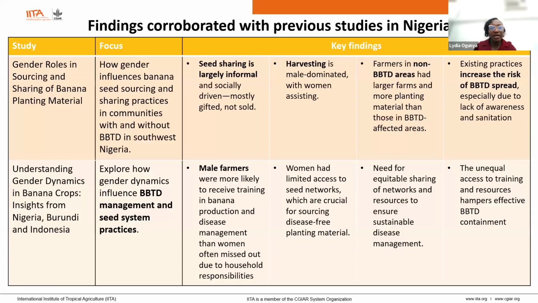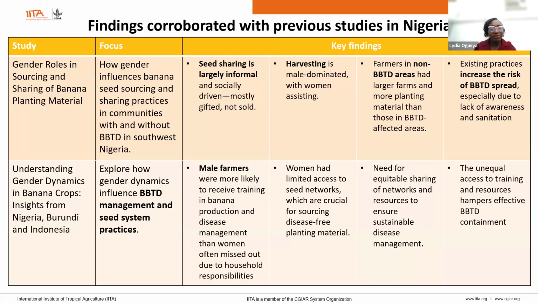Now we want to look at the findings of BBTD across Nigeria. We selected two findings to see how we corroborate our findings in the study. Gender roles in sourcing and sharing of banana planting material. The key findings here are that seed sharing is largely informal and socially driven, and harvesting is male dominated with women assisting. We also see that farmers in the non-BBTD areas had larger farmlands compared to farmers in the affected areas.